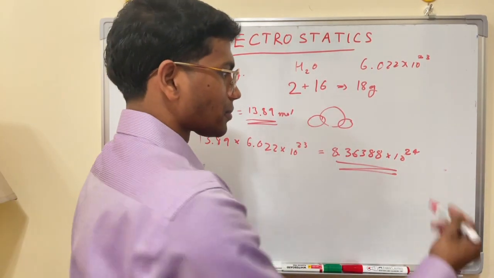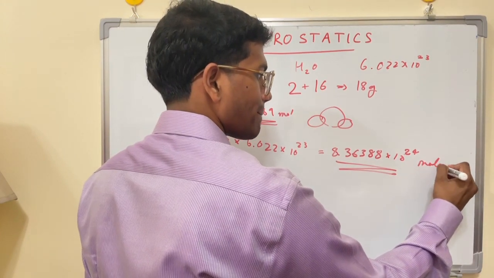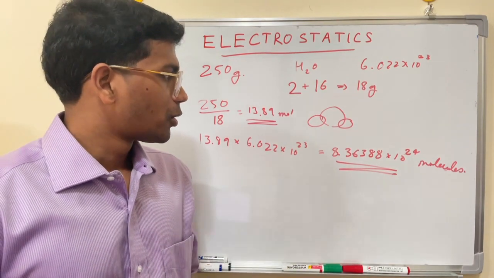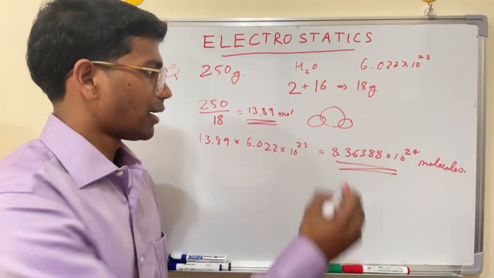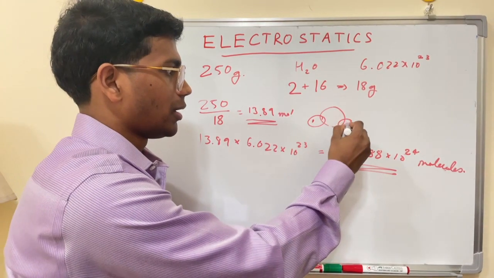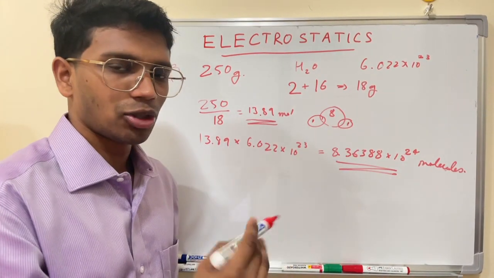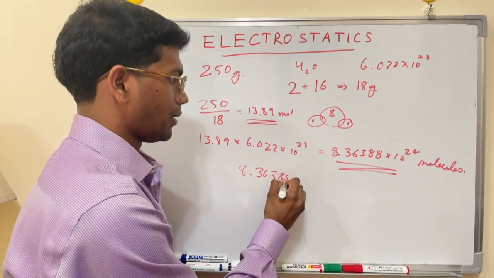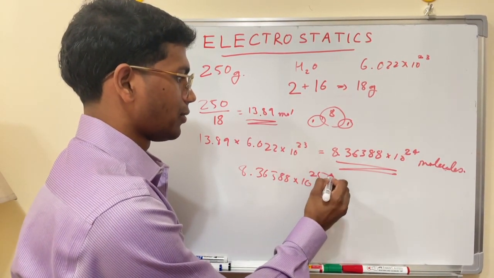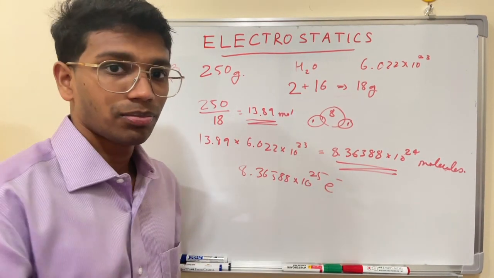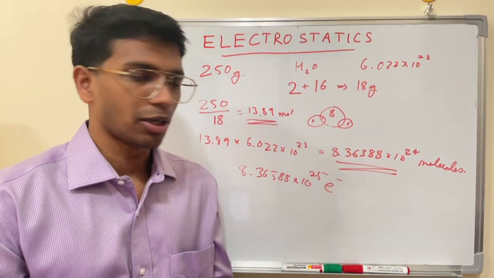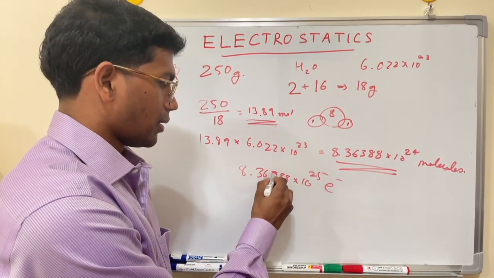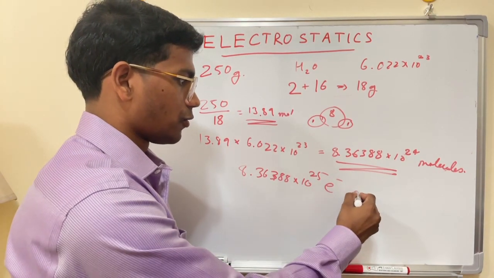So these many molecules, right? That many molecules, and each molecule has, well, how much charge does it have? 1 electron, 8 electrons. So 10 electrons. So I could say 8.36388 into 10 to the 25 electrons. And also, the positive charge would have to balance it out because water is not charged. It's neutral. So we'd have this much worth of positive as well.